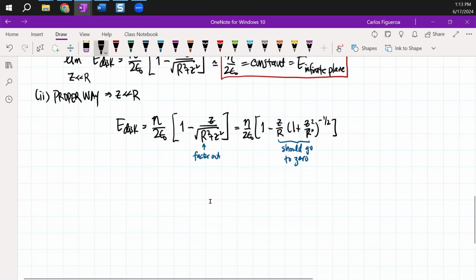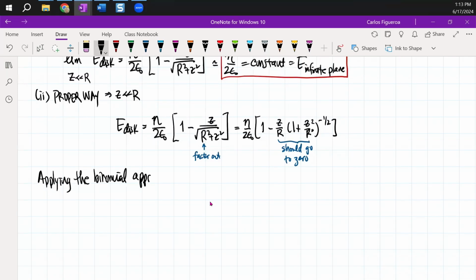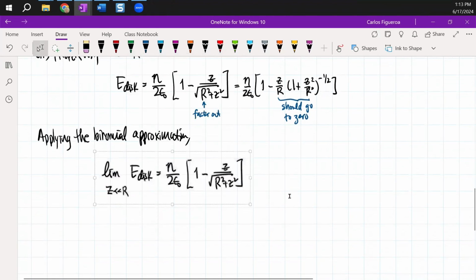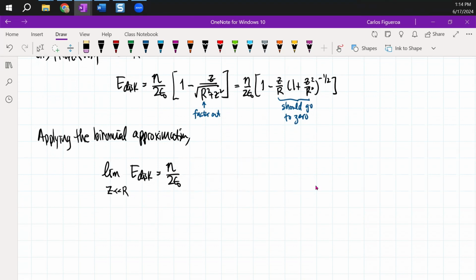So applying the binomial approximation, we then get the following. I'm going to take my limit, right? There's my limit right here. And as I take my limit here, I'm really looking at this guy here. So if I look at a binomial expansion here, I'm really looking at z over r, which will be less than 1.